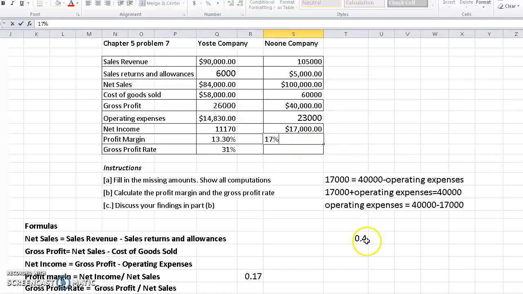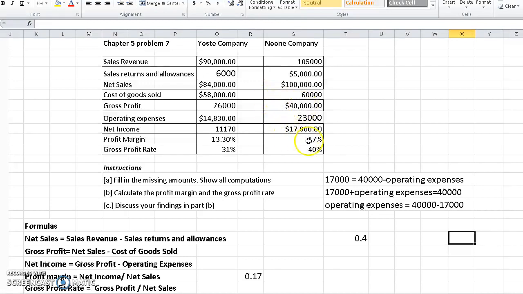I did the other one here, 0.4. That equals, basically, we'll just make it 40%. When you're looking at things like this, you got to make sure you're looking at the same kind of companies. In other words, if the Yoast company was a software company and this was a seller of sewing machines, you couldn't compare them by the profit margin and all that. You need to basically have the same type of company.